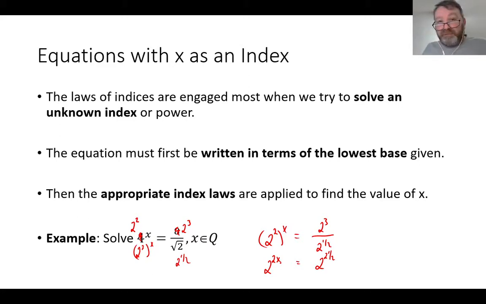The base on the left is the same as the base on the right. So therefore, I can cancel the base on both sides. I get 2x is equal to 2.5, which means that x must be equal to 1.25.